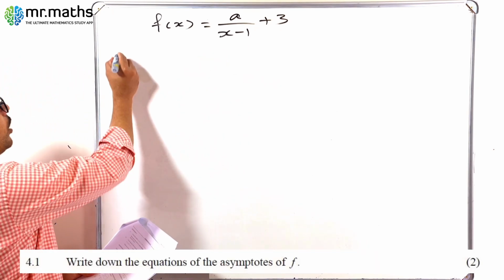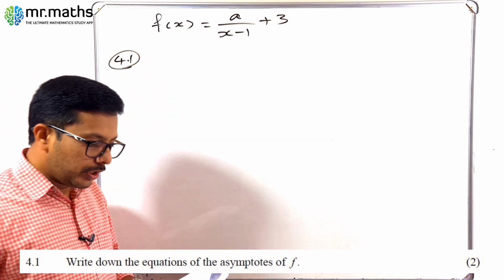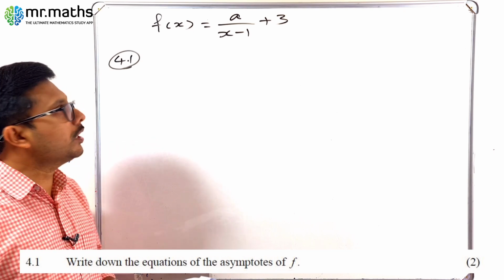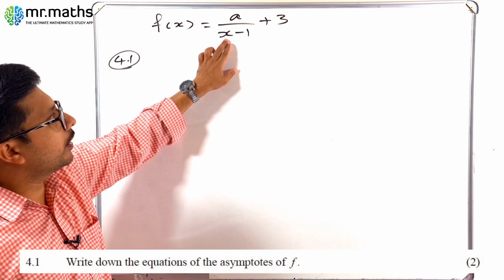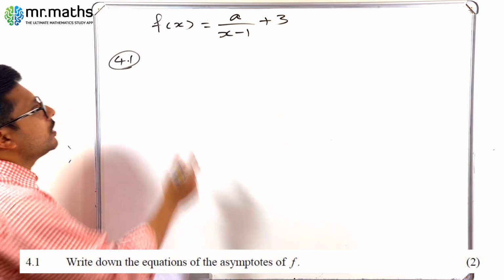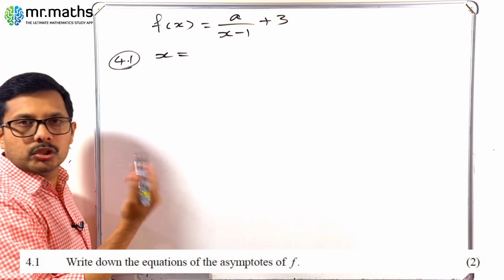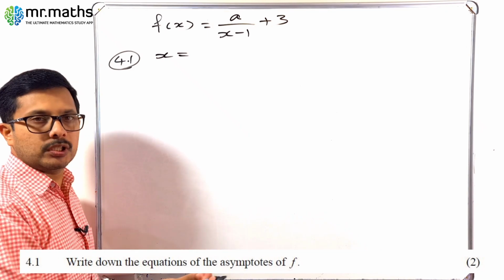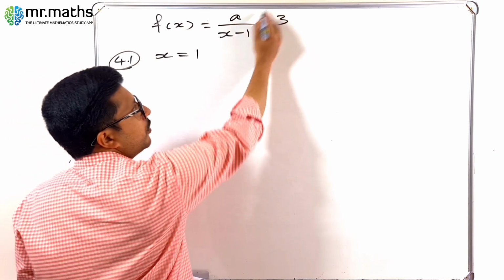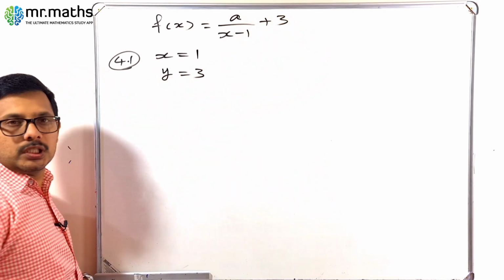Right, 4.1. What is that question? Write down the equation of the asymptotes of f. You have to write the equation of the asymptotes of f. So here x minus 1. So what is the asymptote? When it is minus 1 here, when we write the equation of the asymptote, what we are supposed to write? Positive 1. And there is no change in this number. What is the equation? y is equal to positive 3.